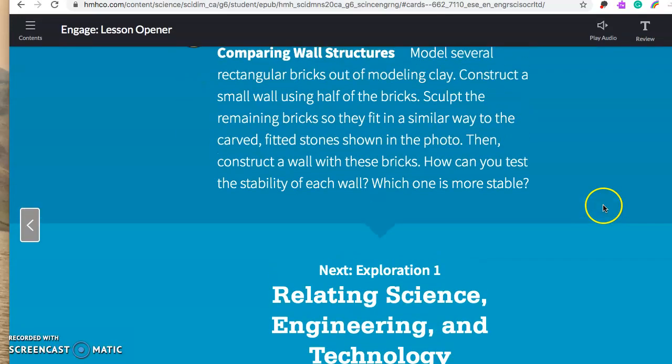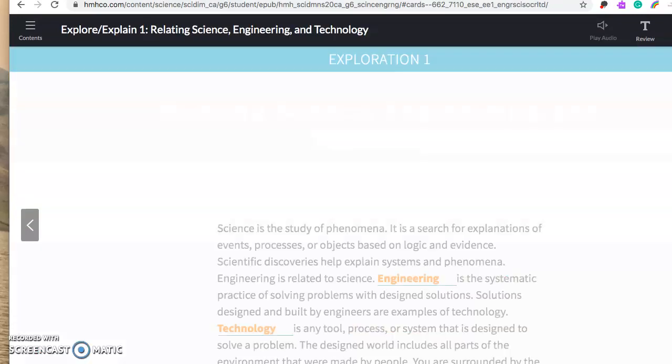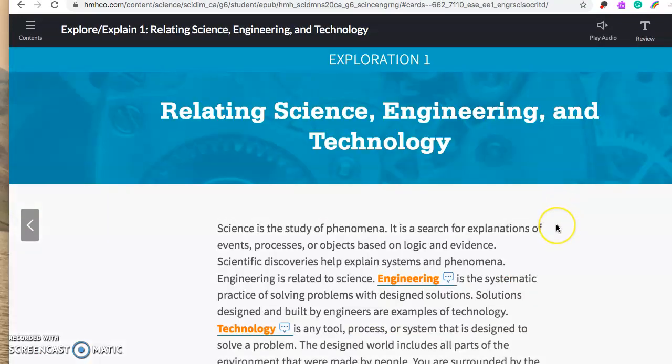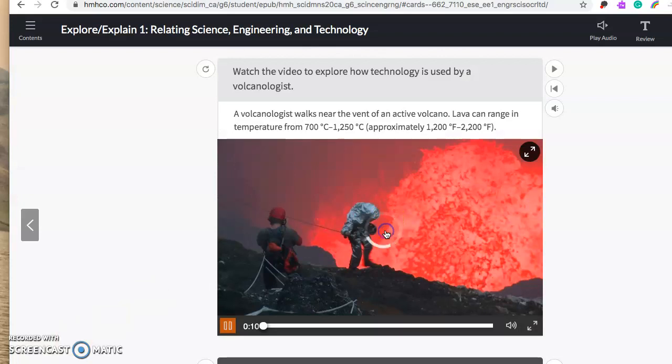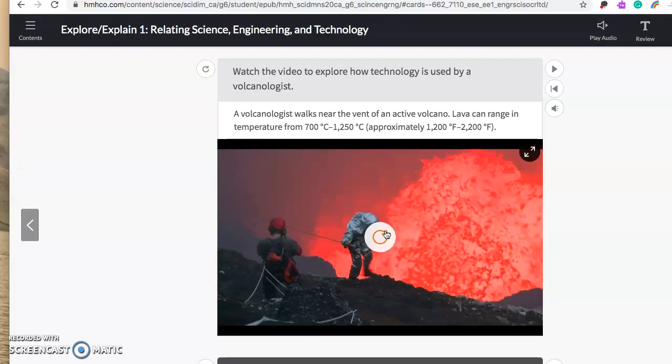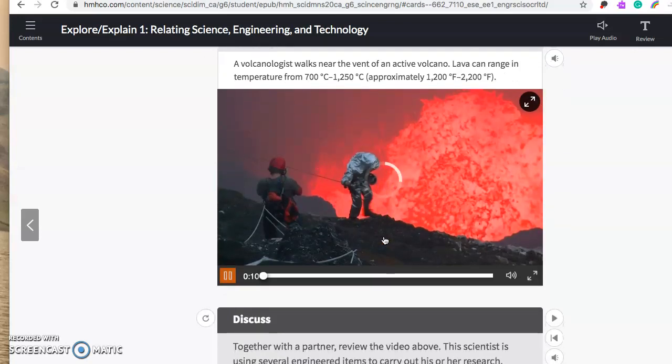We're going to go to exploration 1. How are we relating science, engineering, and technology? Okay, so engineering is solving problems. Technology is the tool designed to solve the problem. So how do science, engineering, and technology work together? Watching a video to explore technology and learn about volcanoes. I'm going to play the video and then discuss and review the video to add different information about what's happening.